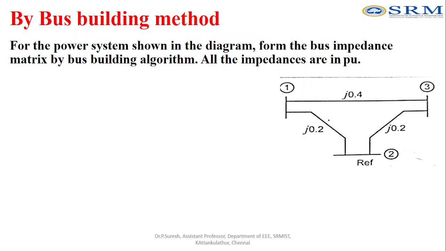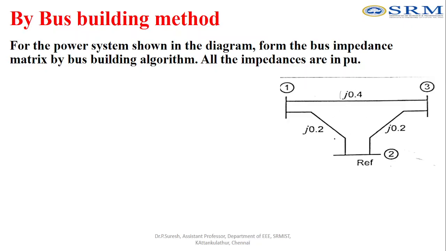As you know, a power system consists of a number of buses. Here we consider three buses: buses 1, 2 and 3. As I told you earlier, the buses are connected with transmission lines, which have line parameters, represented as Z here. This value j0.4 is the impedance connected between bus number 1 and 3. Similarly, j0.2 here and j0.2 here. All these are called impedances.